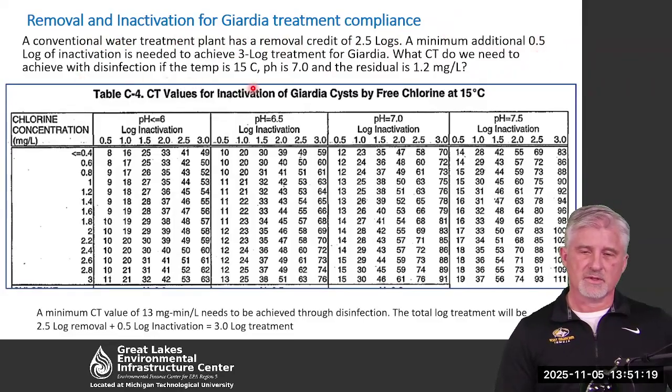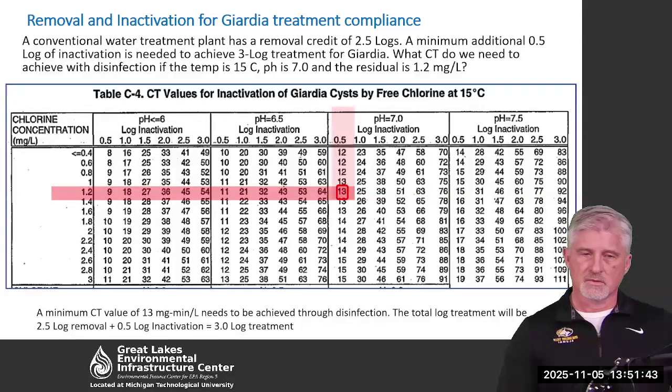If the temperature is 15 degrees Celsius, the pH is 7.0, and the residual is 1.2 parts per million. All right, so we're looking at the right table. We've got the 15 degrees C. We need a 1/2 log. Our pH is 7. Our residual is 1.2. So we look at that. Our 1/2, our 1.2, we're in this right part of the table.